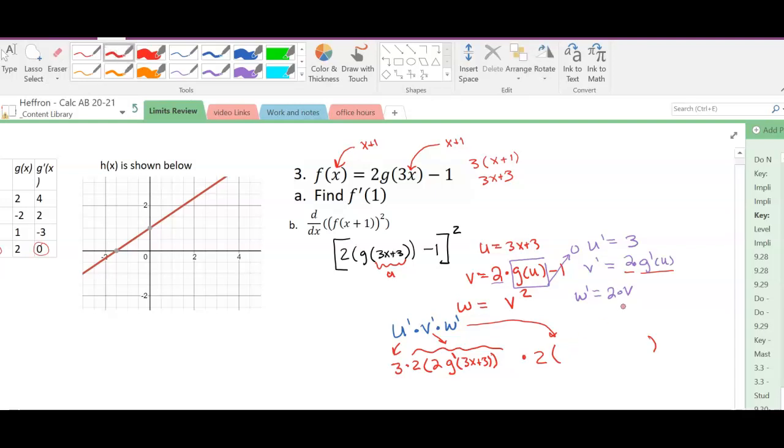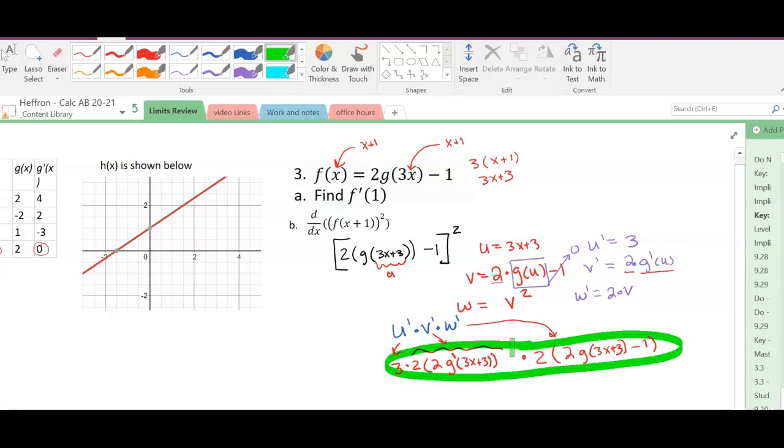And then w prime is 2 times v, but v is 2g of u minus 1, and u was 3x plus 3. So this is your entire answer for part B. If you wanted, you could multiply some things together: 3 times 2, 6 times 2 is 12, times 2g prime of 3x plus 3, times 2g of 3x plus 3 minus 1. But there's nothing wrong to go with that first answer.